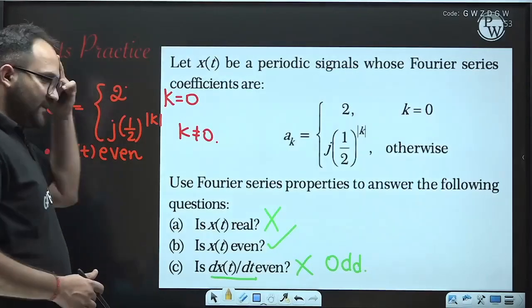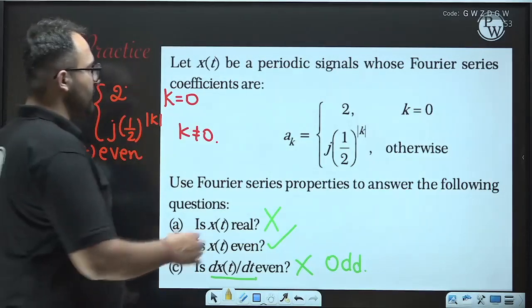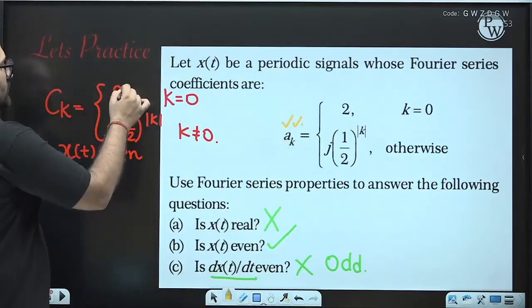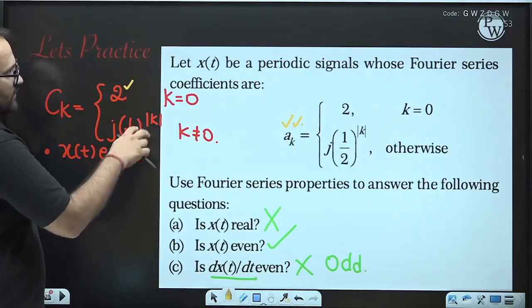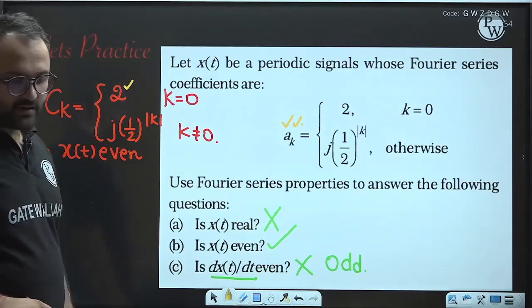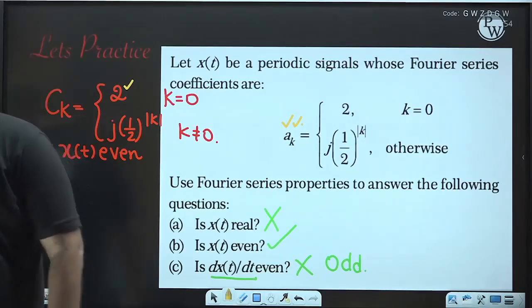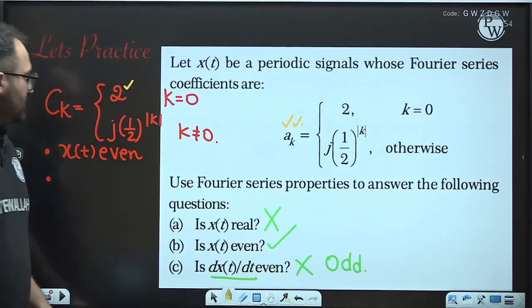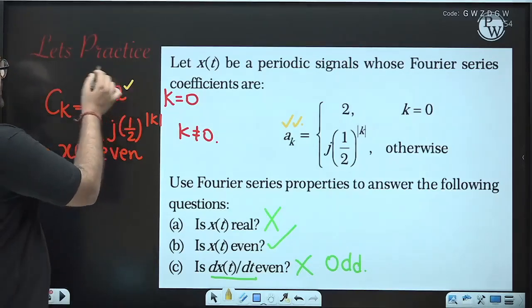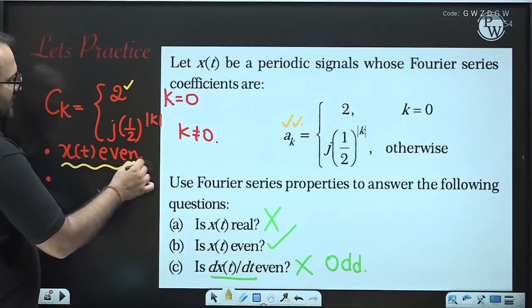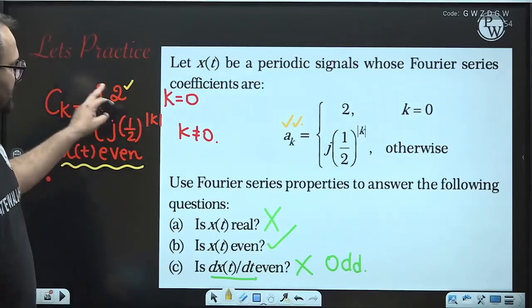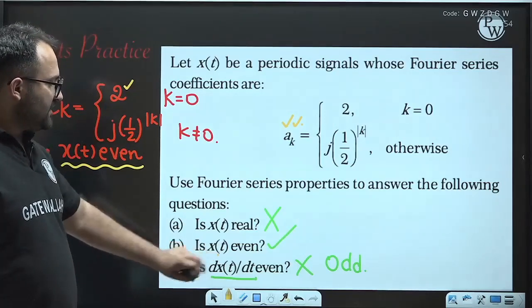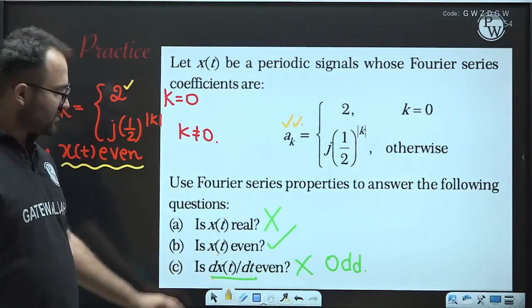Now in this question again, we can see that the Fourier series coefficients are given to us. The Fourier series coefficient is 1 by 2 to power mod k. So we can see that the Fourier series coefficients are even, so xt will also be even because of mod k, they are even, right? Next, xt is even, so the differentiation will be odd. So the third statement is wrong.